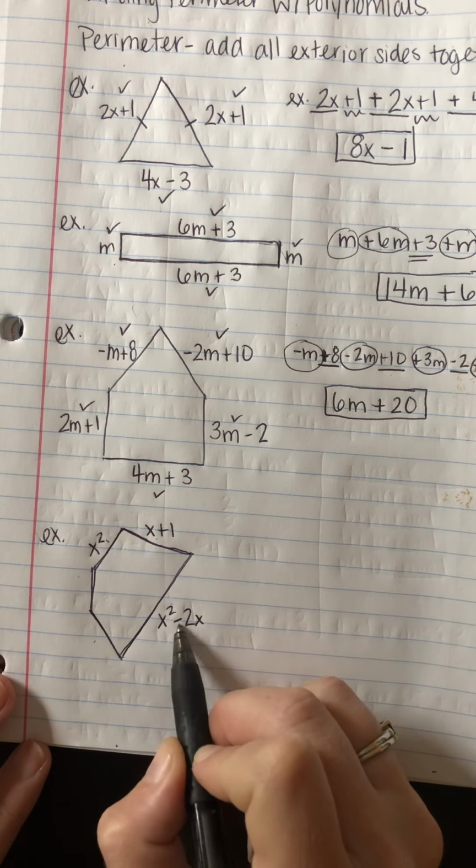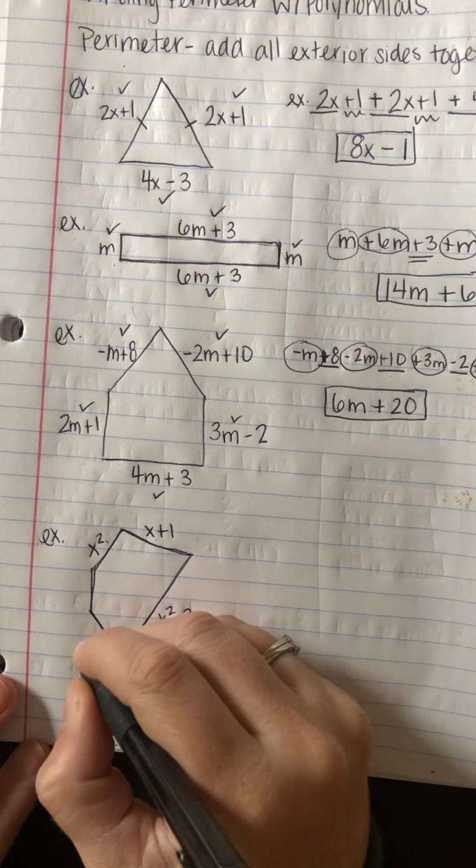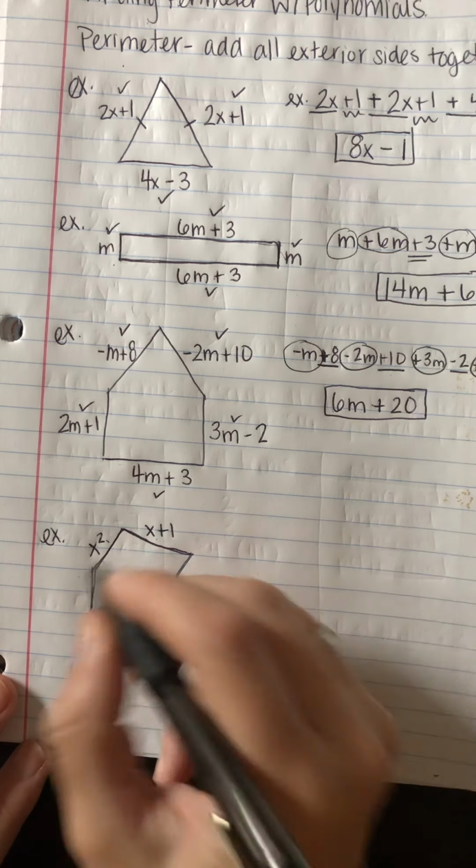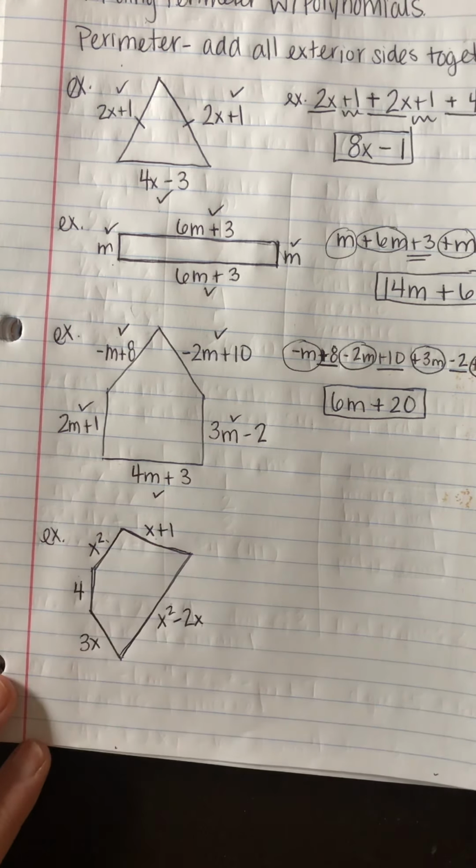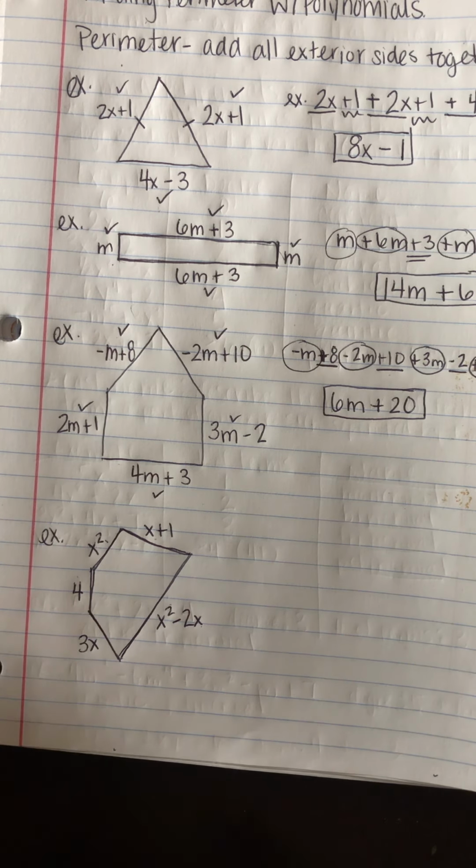So we've got x squared minus 2x here. We're going to have 3x here and just the number 4 right there. So we're still going to use the same process, just a little bit more complicated this time.